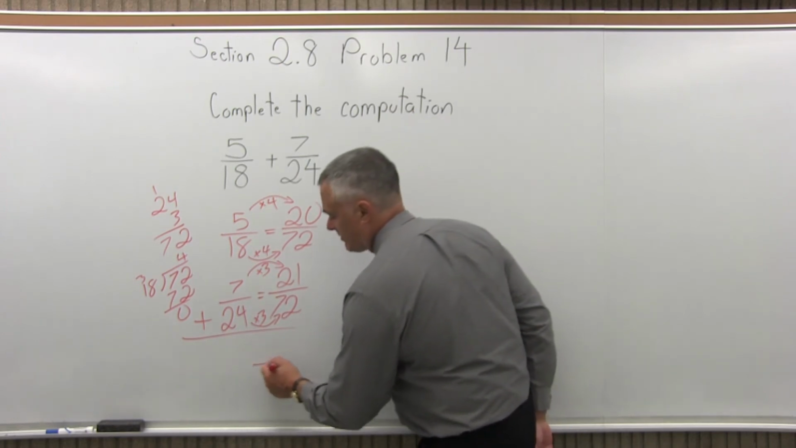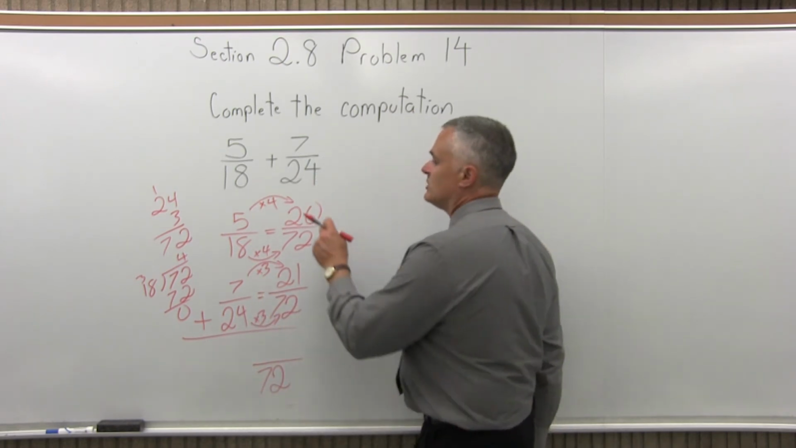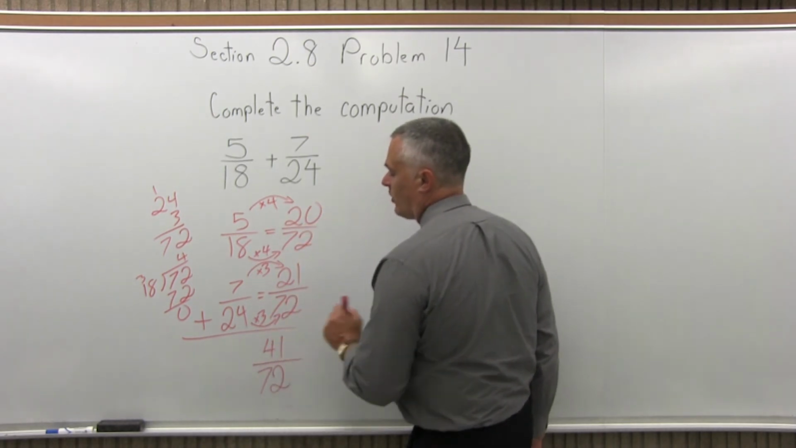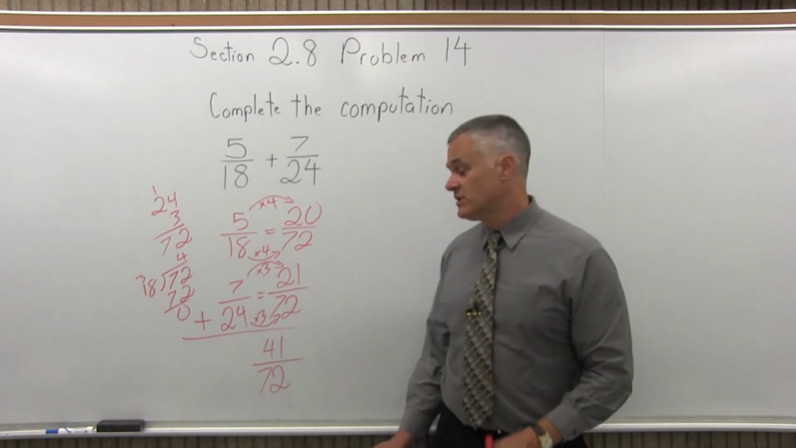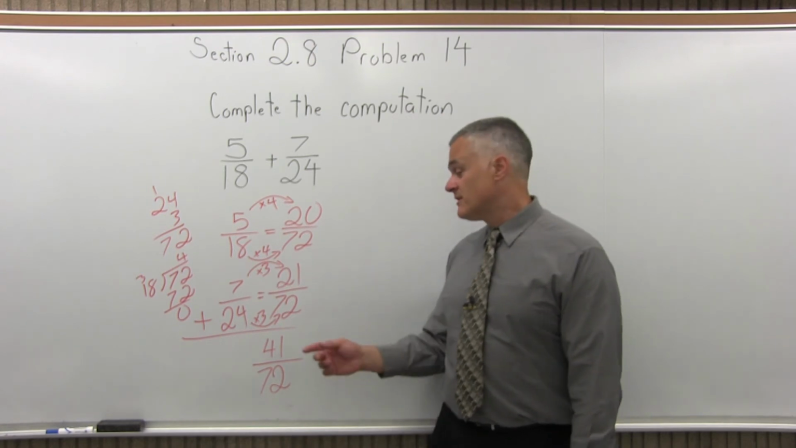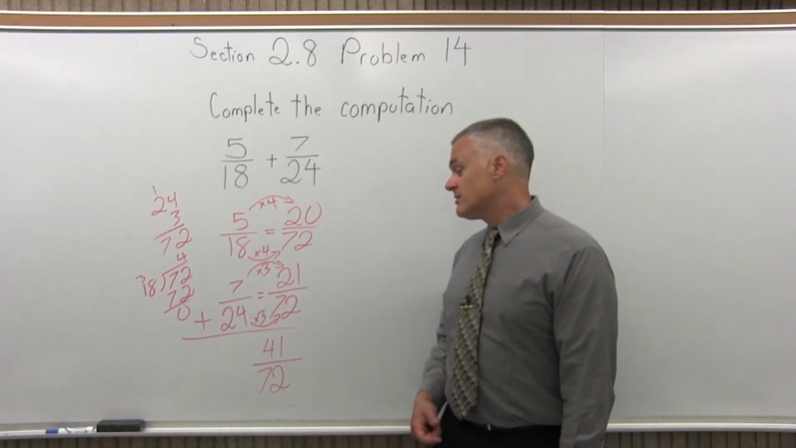So the denominator for my answer will be 72. And if I add the numerators, 20 plus 21 more is 41. So I get a result of 41 over 72. Now you want to ask yourself, can I reduce that? Are there any values that divide into both 41 and 72 evenly? And it turns out that there are not.